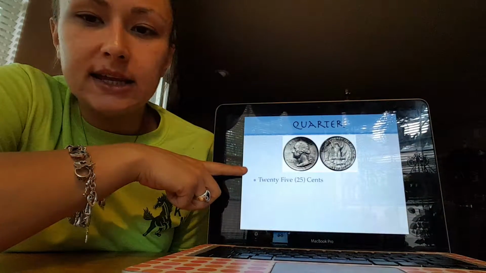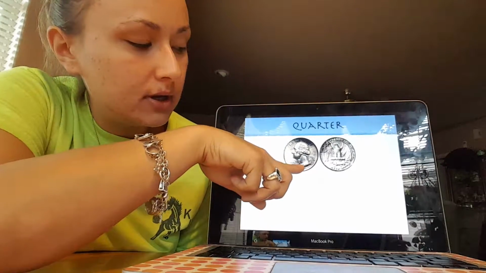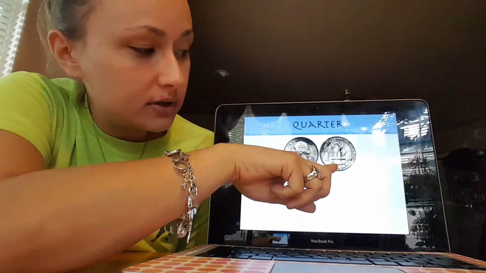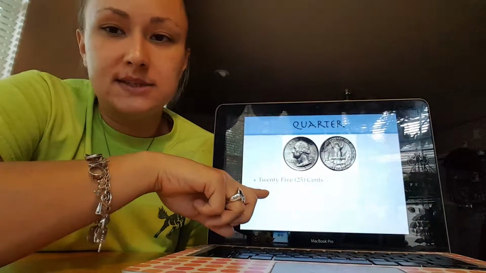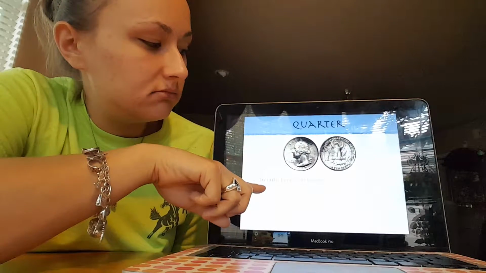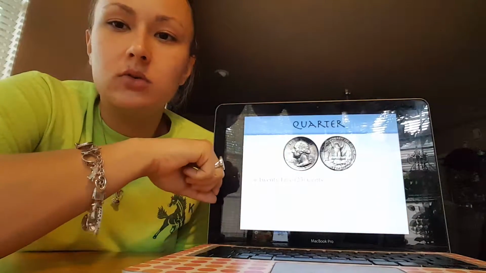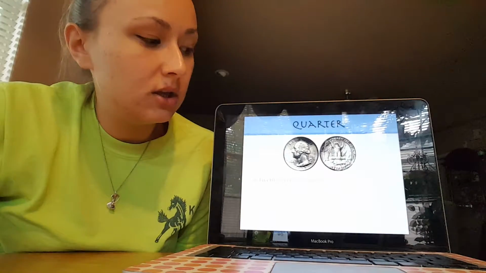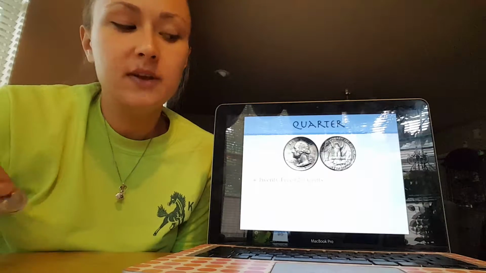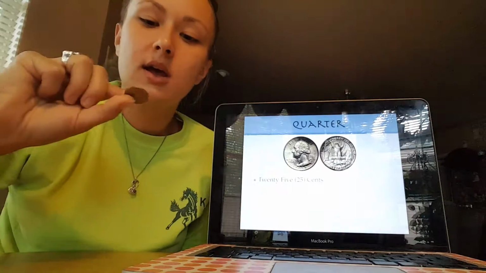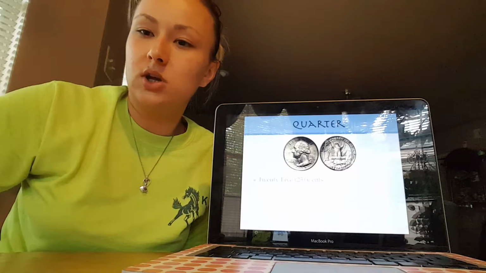This is a quarter. This is the front of the quarter. This is the back of the quarter. There's an eagle on the back. And these are worth 25 cents each. You might use these if you go to an arcade or a restaurant that has little candy machines and everything. Usually they're worth 25 cents or 50 cents. So if it was worth 50 cents, you would need 2 quarters. This is the front and this is the back. And I'll go ahead and pass that around so you guys can see it.